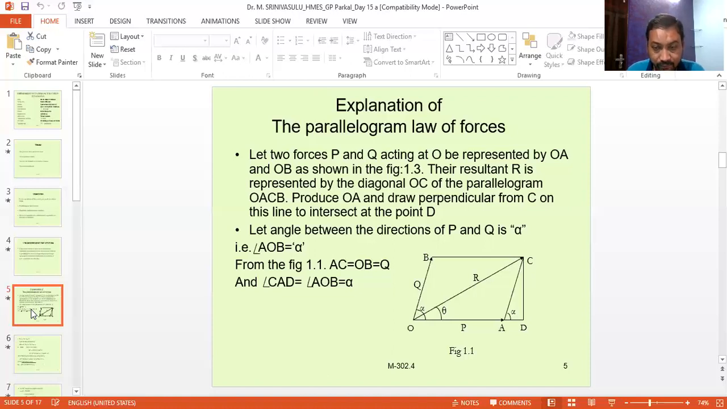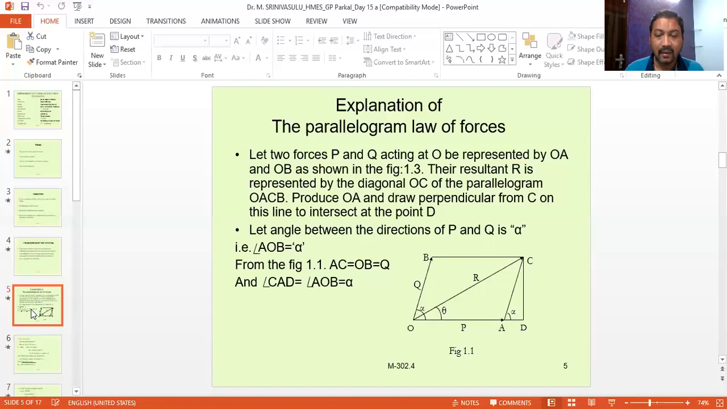And also in the figure, the side AC is equal to OB, that is equal to Q. That is because the OB is represented by the force Q, and similarly OA is also equal to BC, and that is also equal to force P because it is represented by the force P.